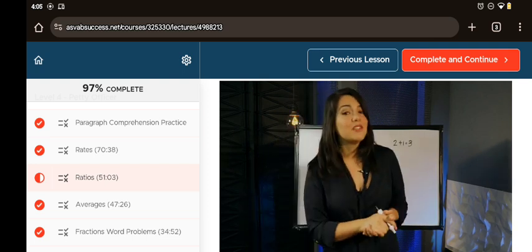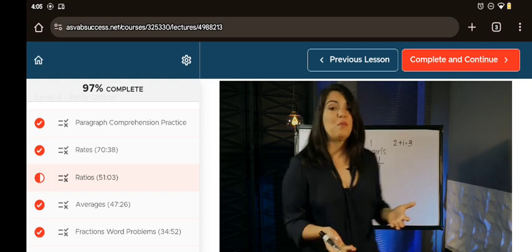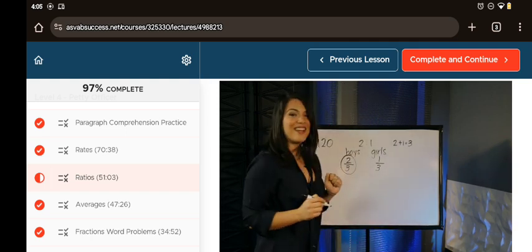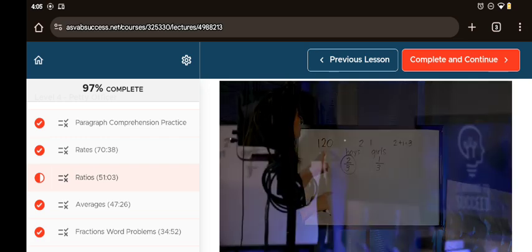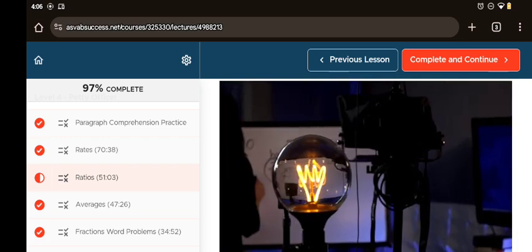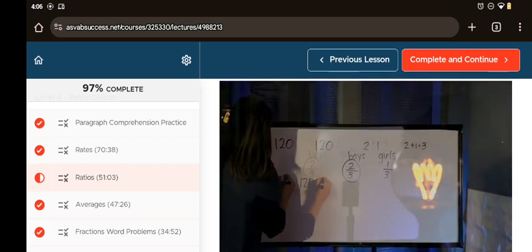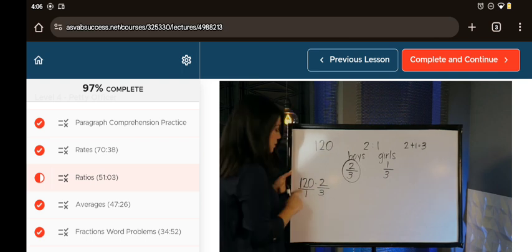So let's see. What is the question asking us for? It says how many boys were on the trip. We're looking for the number of boys. So we're going to focus on this ratio here. Got it? All right, let's multiply. Remember what we did with the last one? We multiplied our whole times our part to whole ratio. Okay? So 120 times 2/3. Our whole number can be over 1.